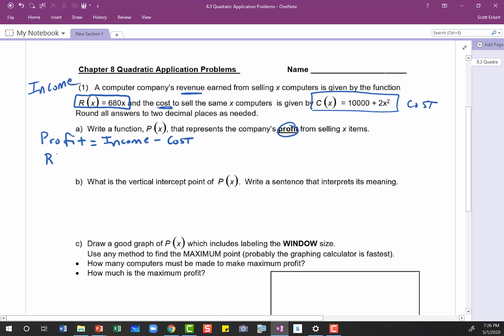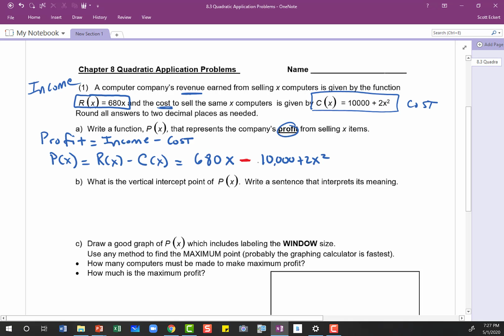So we could actually write a function here for profit. It would be income, well, we're calling that the revenue function, minus the cost function. And so that's going to equal 680x minus, now I'm going to change the color for the emphasis here. I'm going to minus the cost function. Okay, the cost function was 10,000 plus 2x squared.